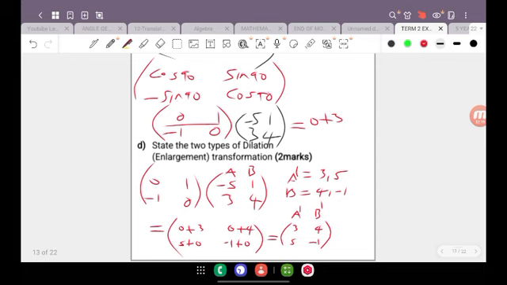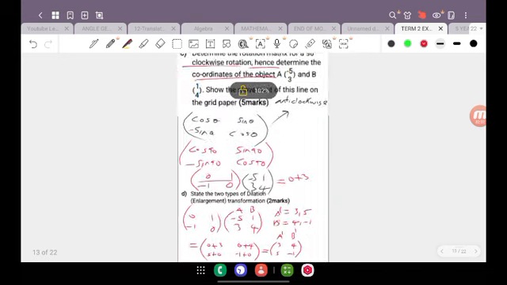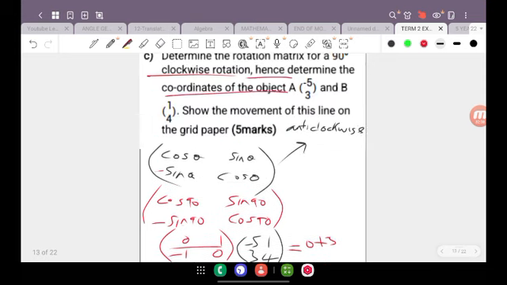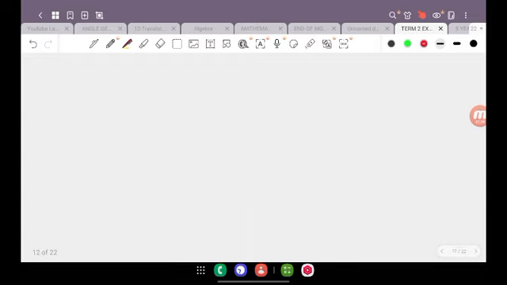All right. So we're going to go ahead and plot the points A, B, and then we're going to plot the points A prime and B prime, and then it should look like a rotation clockwise. So let's go ahead and plot A. A in the initial stage was negative 5, 3. So let's go on our graph, negative 5, 3.